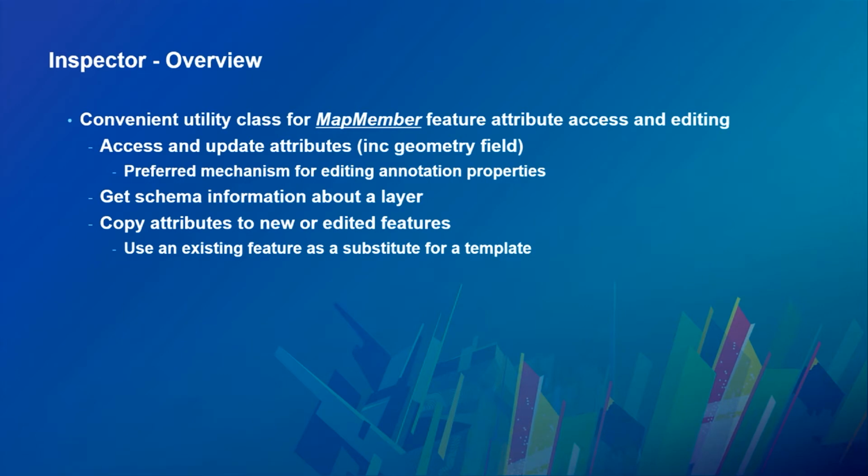So the inspector class says it's a convenient utility class for accessing attributes. It's really the class to access the attributes. It's more than just convenient. It gives us the ability to access the attributes of a feature, including the geometry field. It has a property called shape, which we can rip out the actual geometry field from that feature and do things with it. It's also the preferred mechanism now at 2.3 to edit annotations.